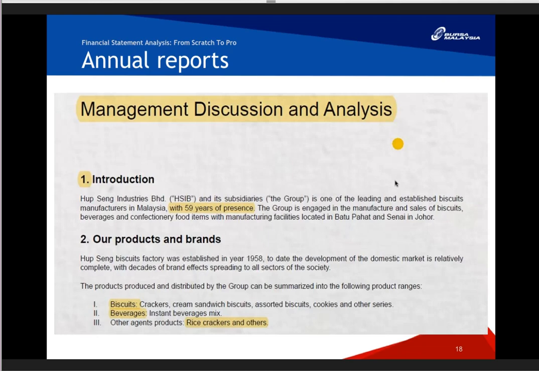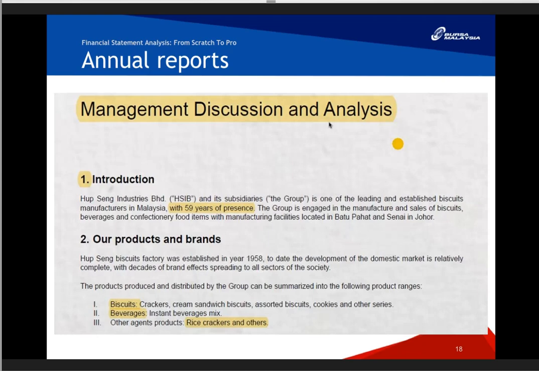In the introduction, they will explain the history of this company. You can see that this company has been in the business for 59 years, so this is a very old, traditional business. And what are they selling? They're selling biscuits, crackers, and cream sandwich biscuits, the crackers that all of us grew up with when we were young. So their product is a very established brand.